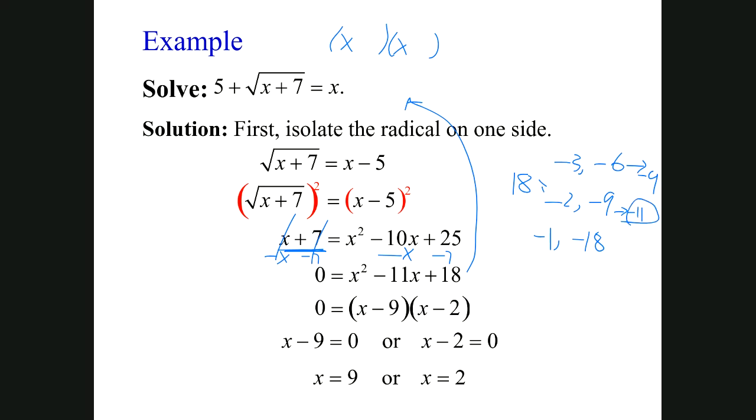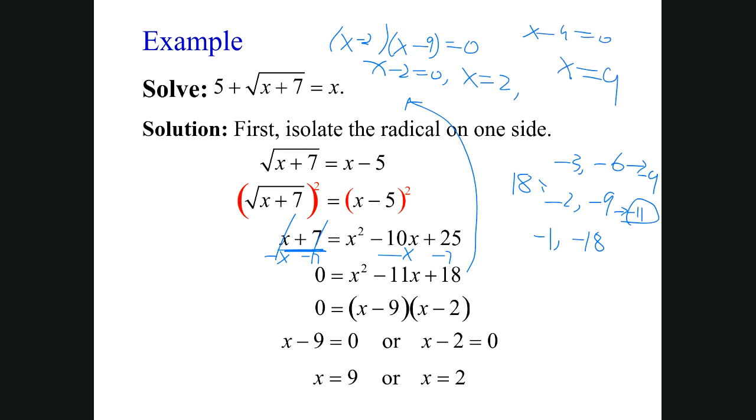So we're going to have x minus 2 and x minus 9 equal to 0. Okay, and then we make each factor equal to 0. So I have x equal to 2, and then I have x minus 9 equal to 0, so I have a solution here, x equal to 9.